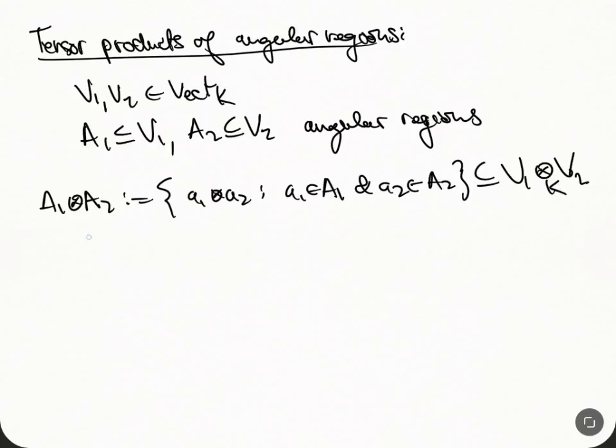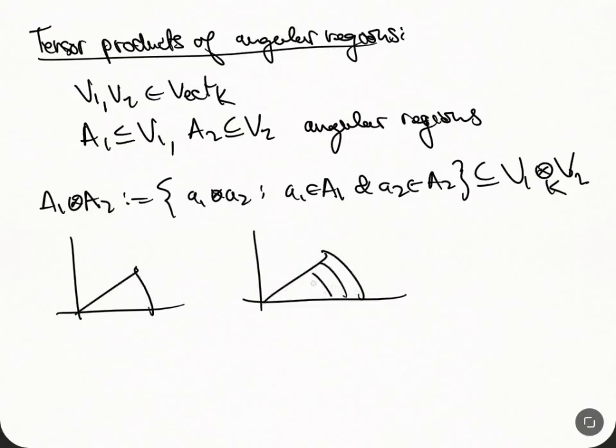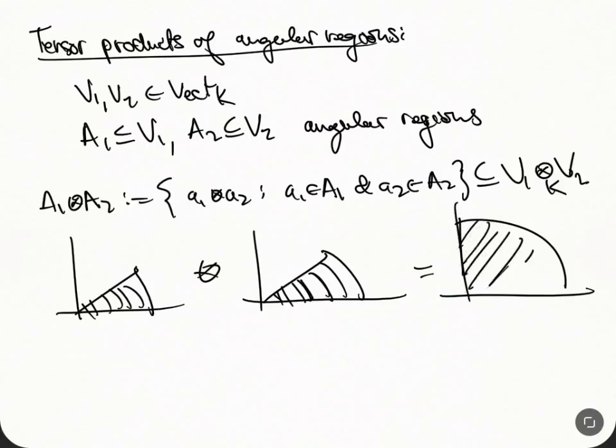So what's going on here is we could have, say, one region and another region. So let me draw them. And we can tensor them to get a new region. It should be twice as long. To get a new region. This is the idea.